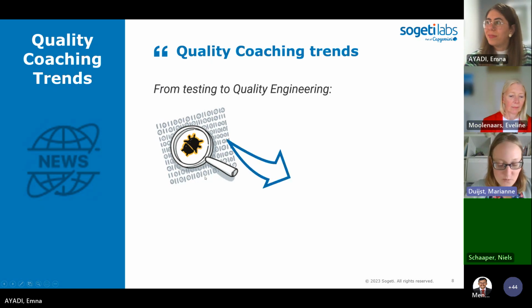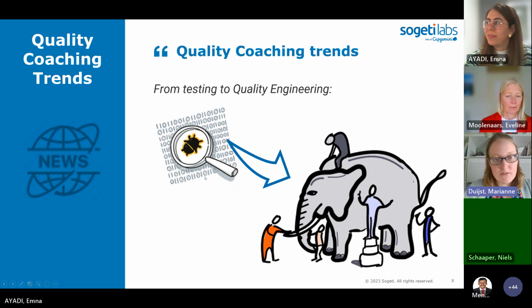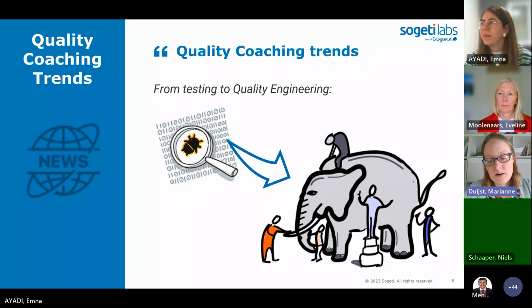Quality coaching trends. So one of the things we're talking about here, quality coaching, Evelyn just explained what it is. What we've been seeing in the market in the past few years especially is that there's a move going from a lot more testing to quality engineering. It's interesting how these things go.